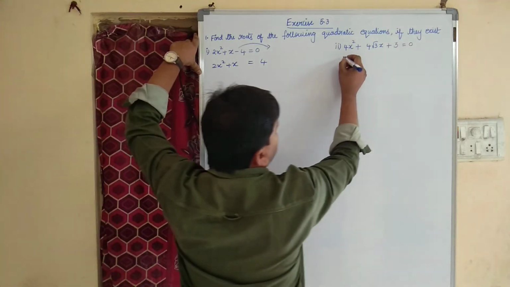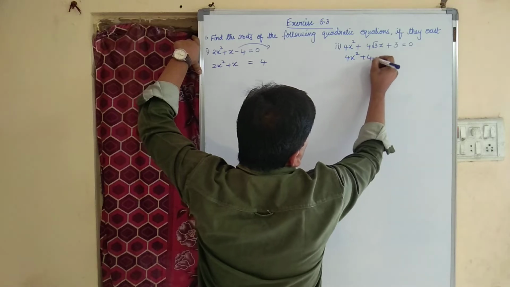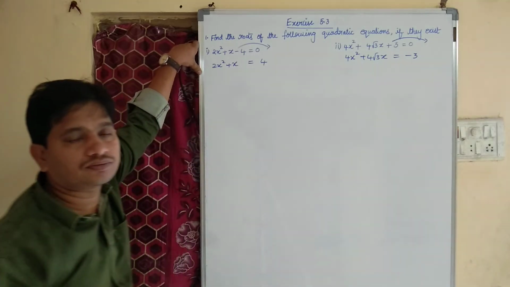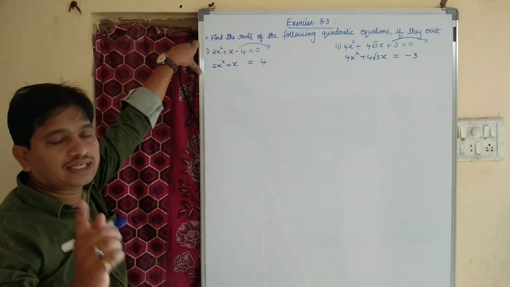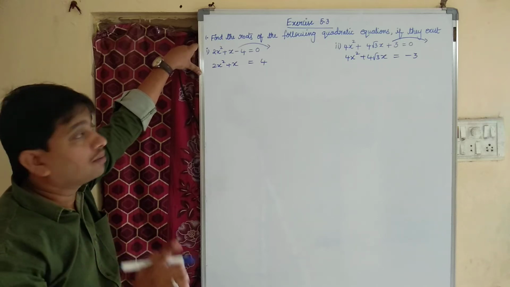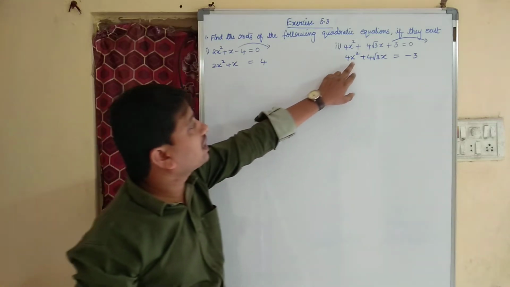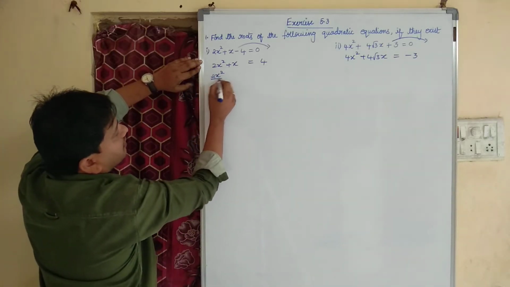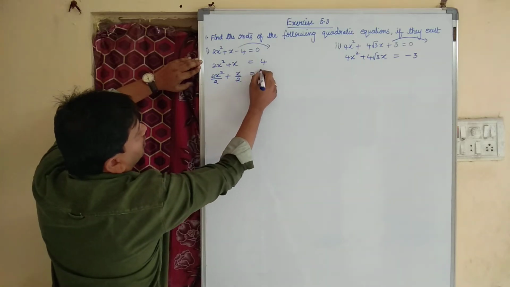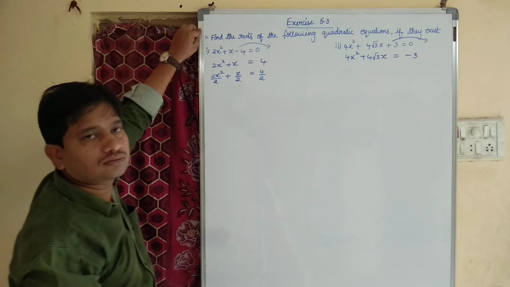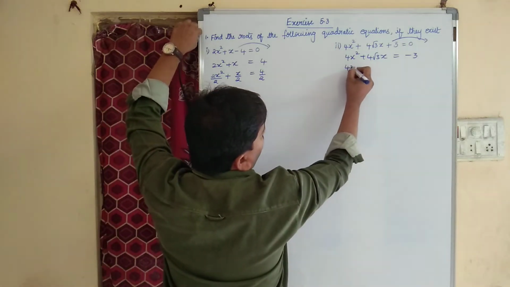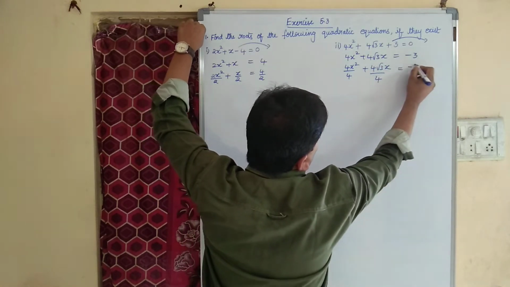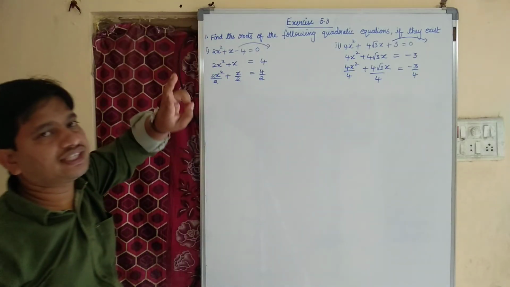Similarly, we will do the second question simultaneously also: 4x square plus 4 root 3x plus 3. If you transpose, it will become minus 3. That is step 1. Now the second step: the x square coefficient must be 1 only, but here it is 2, whereas over here it is 4. So what we have to do? Here we need to divide by 2: 2x square by 2 plus x by 2 equal to 4 by 2. What about here? We need to divide by 4: 4x square by 4 plus 4 root 3x by 4 equal to minus 3 by 4. That is our second step.